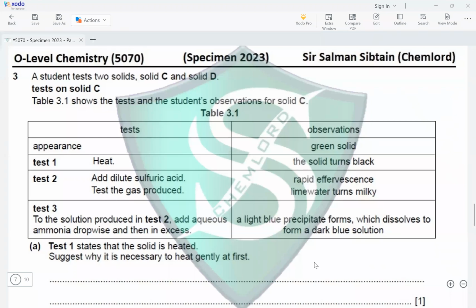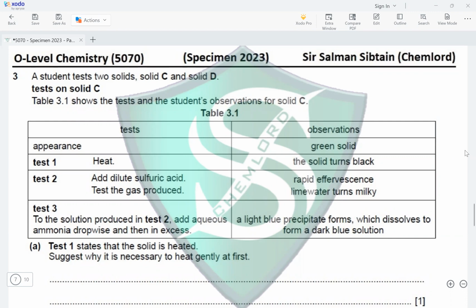Question 3. A student tests two solids, solid C and solid D. Test on solid C. Table 3.1 shows the test and the student's observation for solid C. Okay. Appearance, it's a green solid. Test 1, when you heat it, the solid turns black. Test 2, add dilute sulfuric acid.